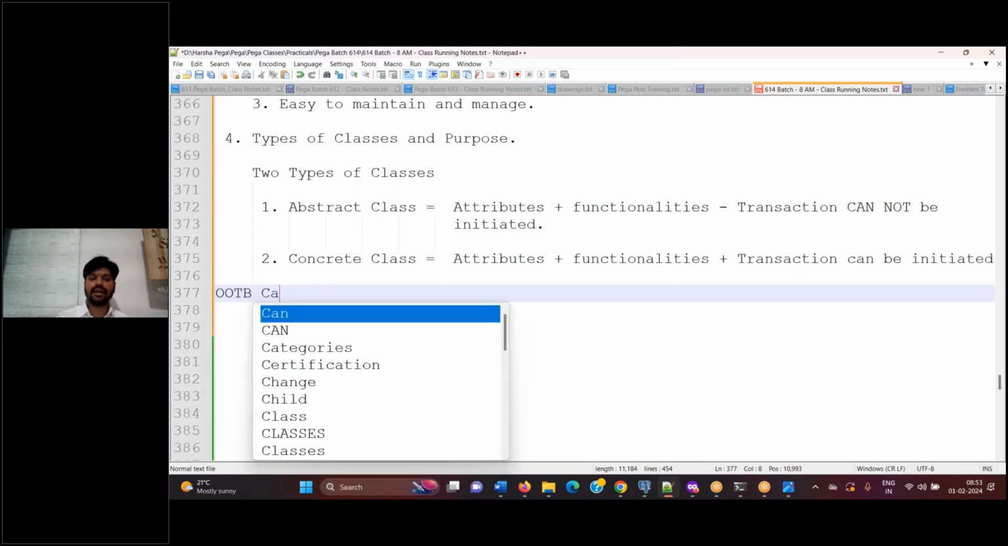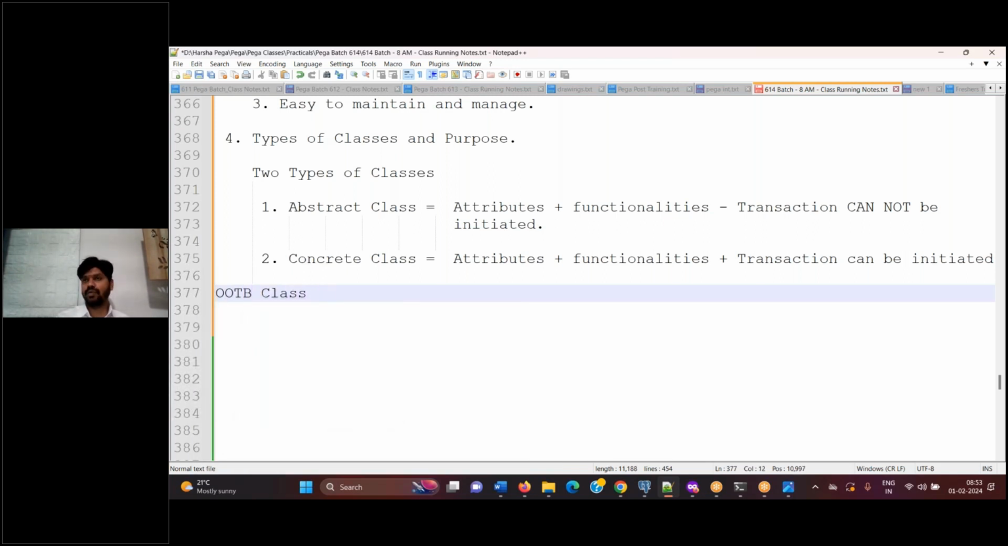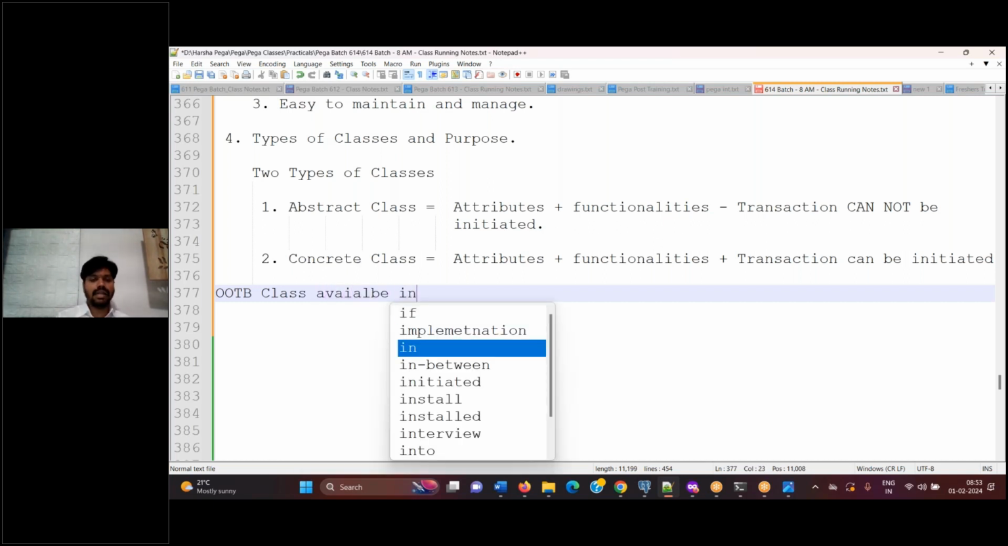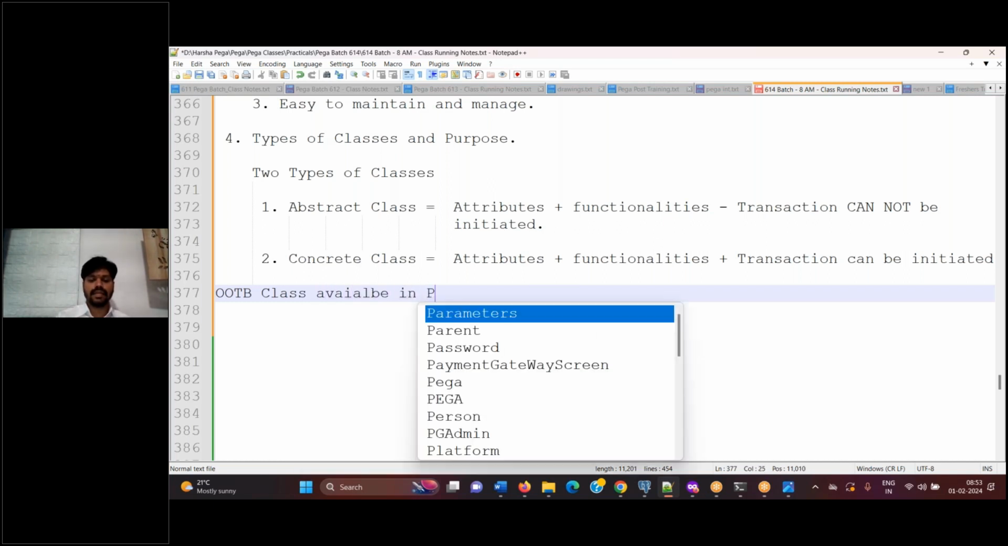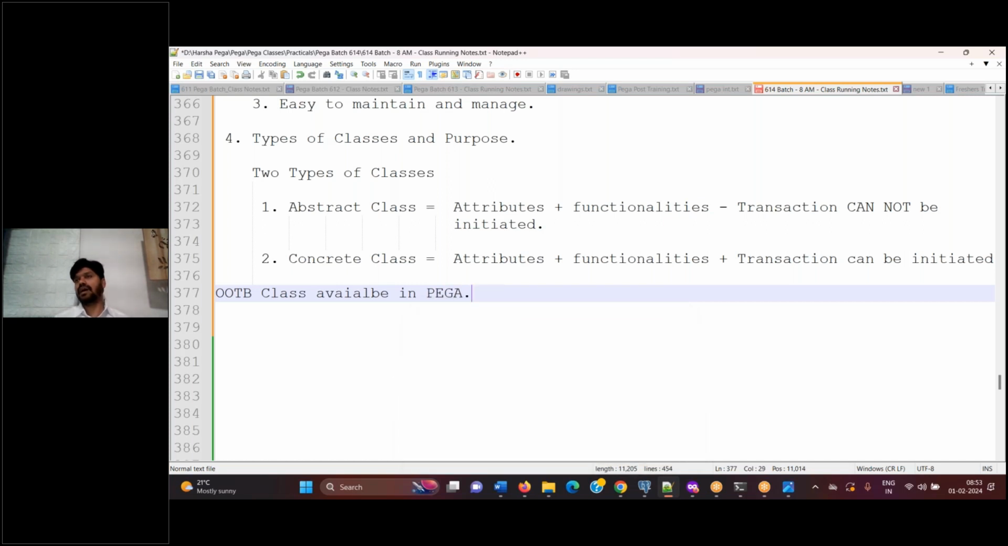OOTB classes in Pega. Just by name I will give you and we will realize whether each is abstract or concrete. OOTB classes available in Pega. See, what is meant by OOTB? The abbreviation is out of the box, I know. But what does it mean? Predefined, built-in or ready-made, which comes with the system. What comes along with the system you purchased is ready-made. That's what we call OOTB in Pega.